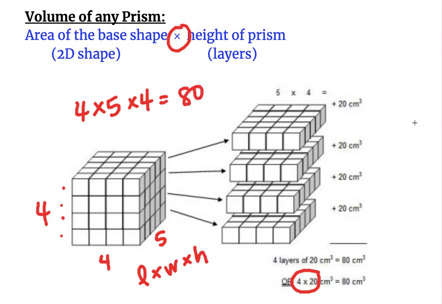Like I said, you could just take apart the whole thing and just count all those cubes in there, but this is just a shortcut. We see what the shape is at the bottom. It's a rectangle. The rectangle's area is 4 times 5, 20. And then instead of adding it 4 times, we multiply by 4, the amount of layers. Go ahead and jot this down as an example if you haven't done so yet.